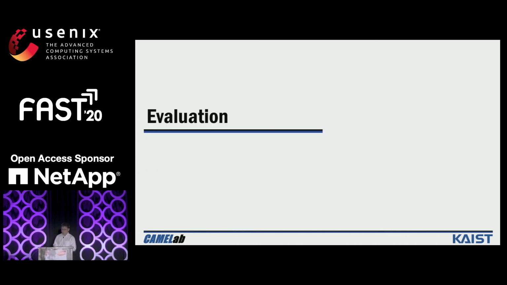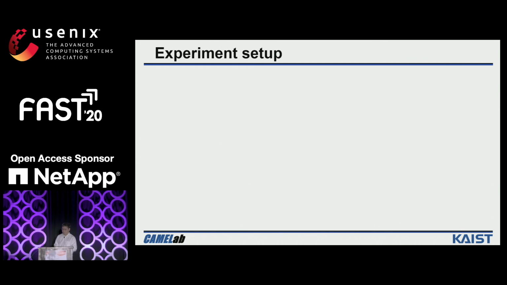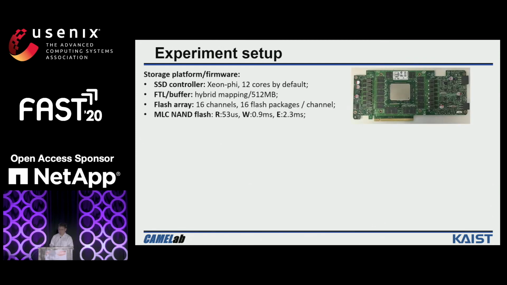Next, I will move to the evaluation. Our storage platform uses M5 as an SSD controller. Although it provides 60 cores, we only use 12 cores by default. And our flash arrays consist of 256 MLC flash packages, which can deliver more than 1 million IOPS.